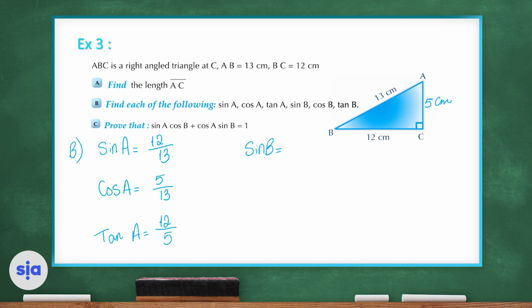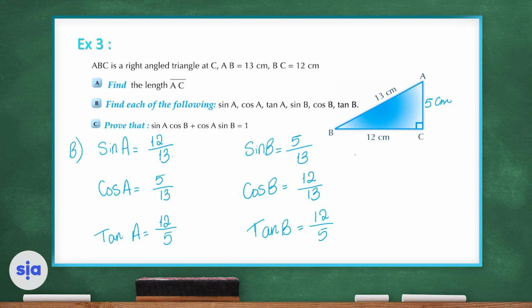Let's now do sine B. Remember and take care that the opposite and adjacent sides will be changed according to the angle. Sine B. Where is the opposite of angle B? It's the 5 over the hypotenuse, which is 13, where cosine B is the adjacent, which is 12, over the hypotenuse, which is 13, and tan B is opposite, which is 12, over the adjacent, which is 5.